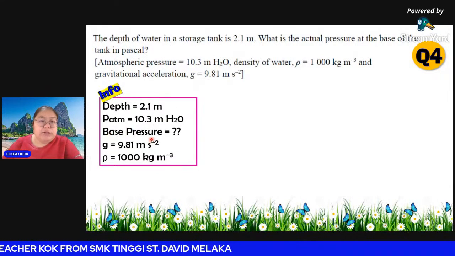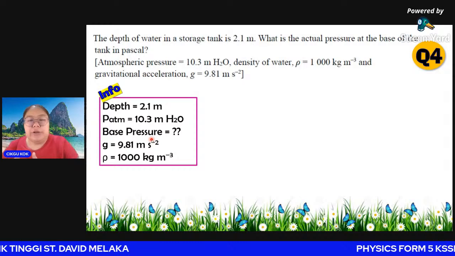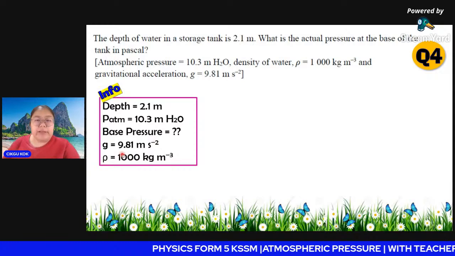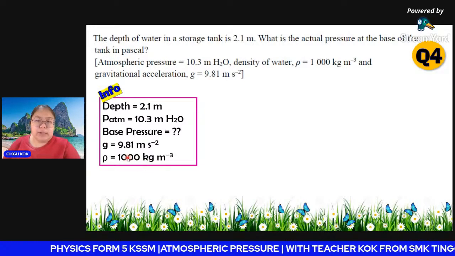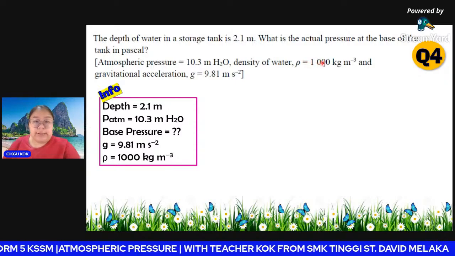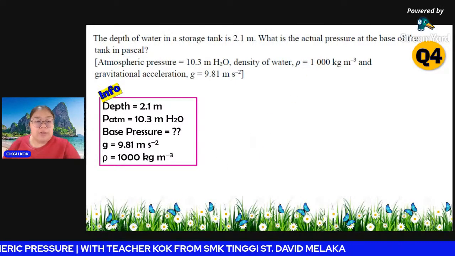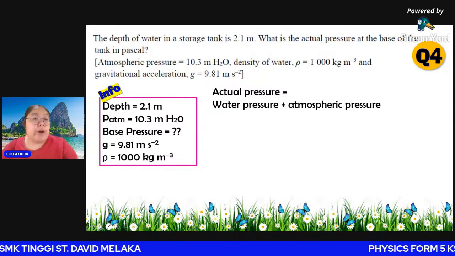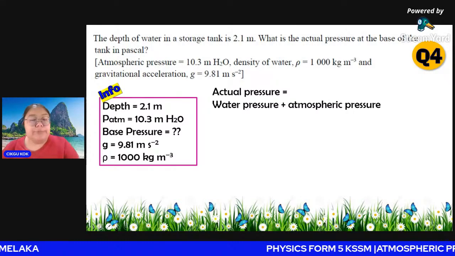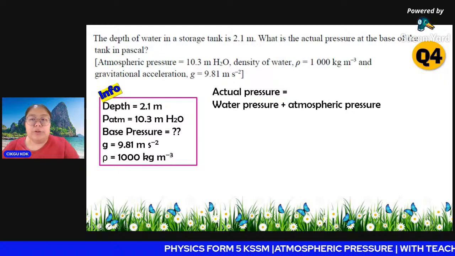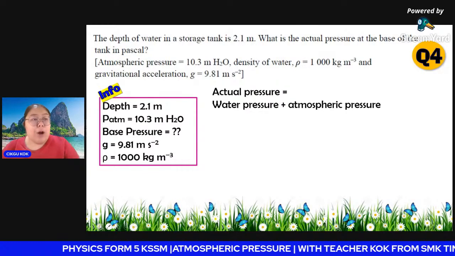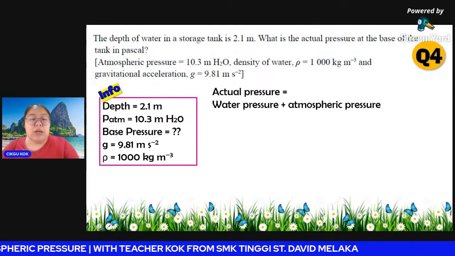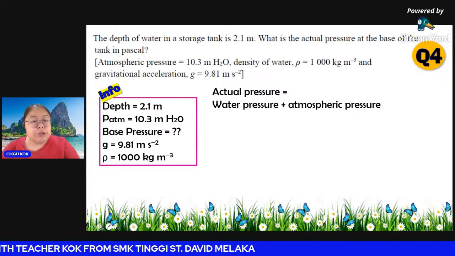Base pressure, we do know. That means we need to calculate the total base pressure. Then the gravity is 9.81, and the density for the water is 1000. So from here, I want to count the actual pressure. I need to show actual pressure, that is water pressure plus atmospheric pressure. So first, you help me calculate how many total pressure acting at the base in the unit meter H2O. We count in meter H2O first.